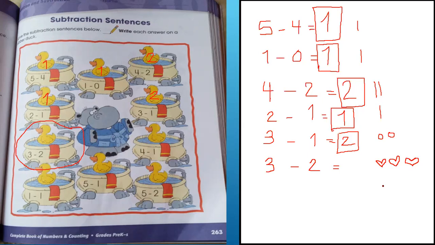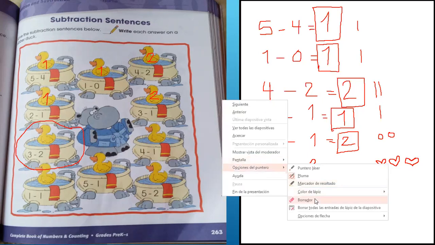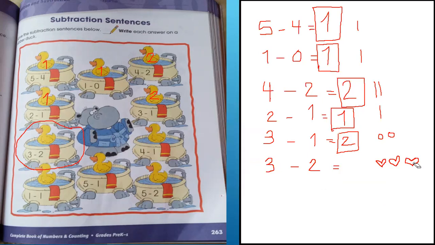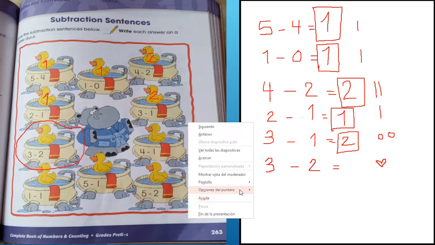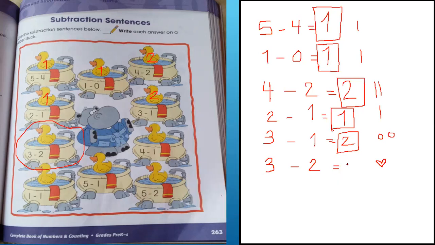I have to take away two hearts. Very good. So, with the eraser, I'm going to take away two hearts. What is the difference? One. Very good. Let's write the answer, one. And then go back to the rubber duck, and write the answer one.